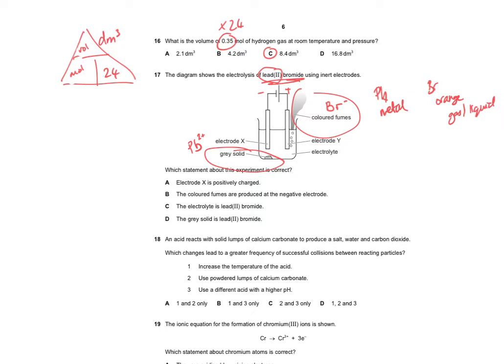So it says, which statement is correct? Electrode X is positively charged. No, X is negative. The coloured fumes are produced at the negative electrode. Nope, they're produced at the positive. The electrolyte is lead bromide. That's correct, because that's the thing we're separating. And the grey solid is lead bromide. Nope, the grey solid is lead.